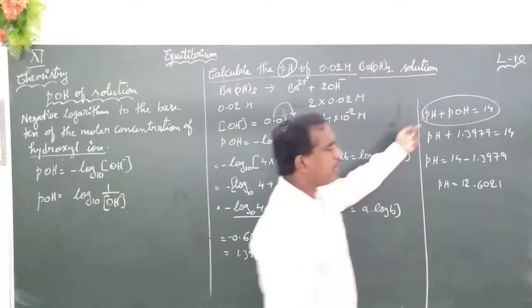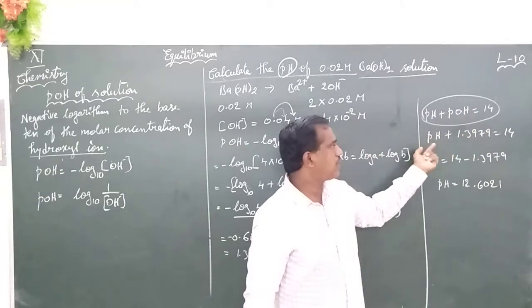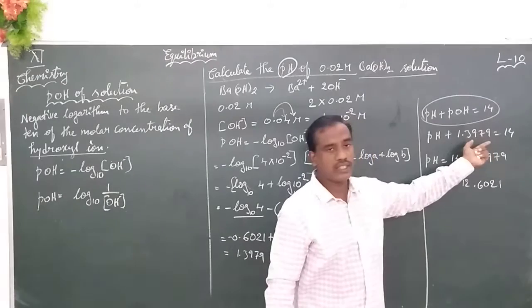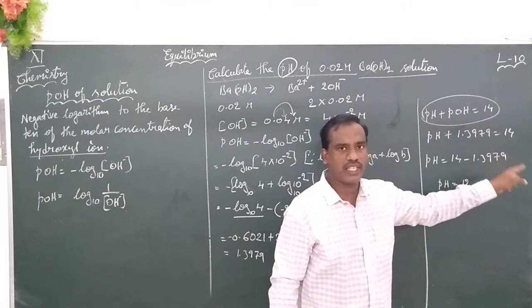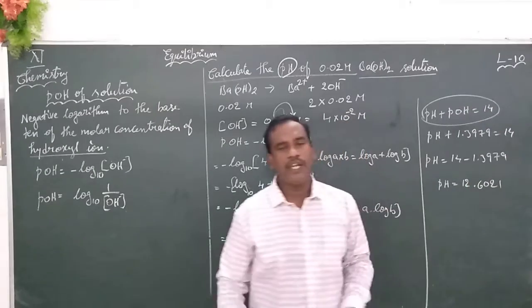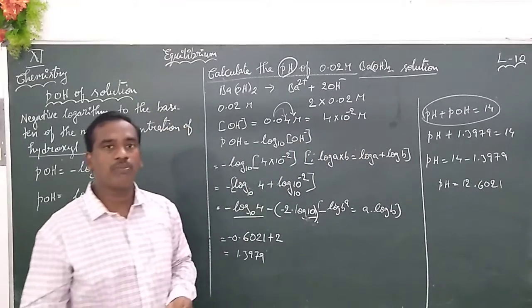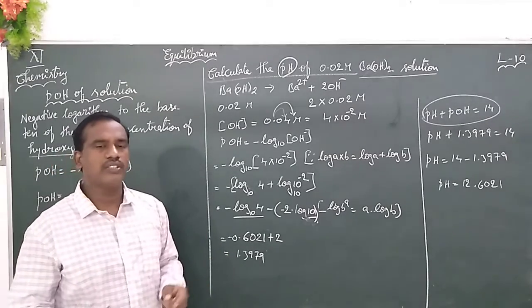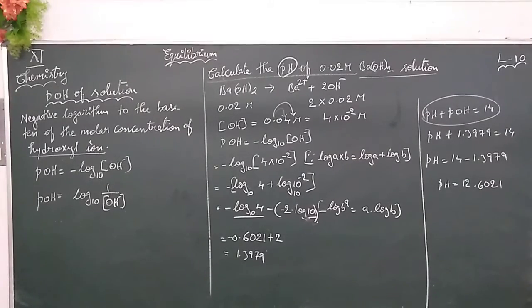But what we know, pH plus pOH is equal to 14. So pH plus 1.397 is equal to 14. Now pH is equal to 14 minus 1.397. You are getting the pH. So in objective examinations, if they ask you to calculate the pH, you must apply this pH plus pOH equal to 14. Then you can solve the numericals. Right now, we are continuing our concept.